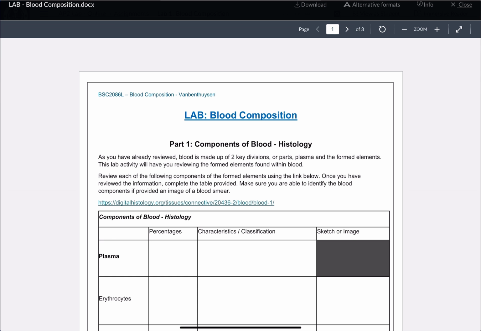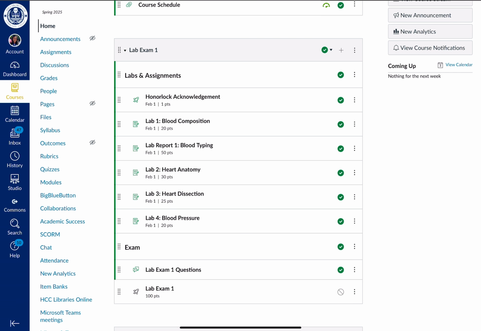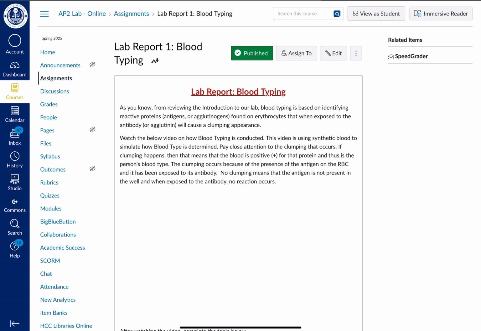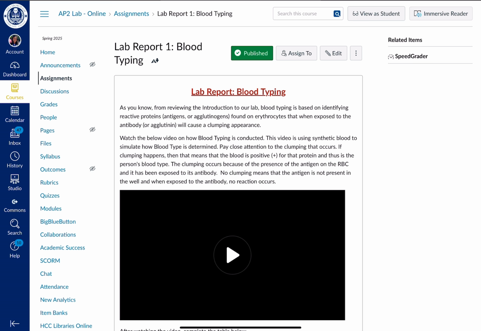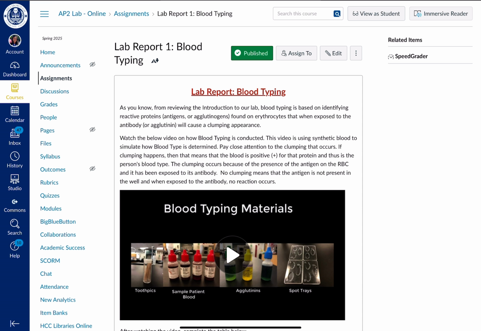Let me see if I can get back to the second one. You do have a lab report. You have two lab reports, one in the first lab exam module and then one in the fourth lab exam module. So this first one's going to be on blood typing. And then the second one that's in the fourth lab exam module is going to be a urinalysis.